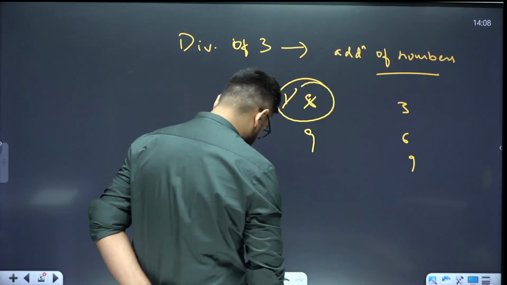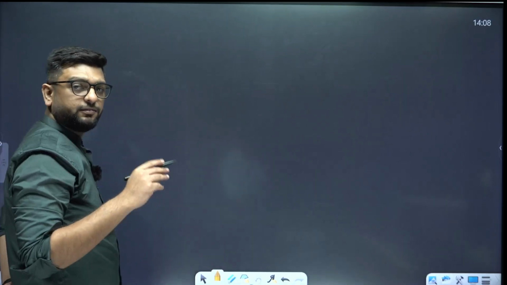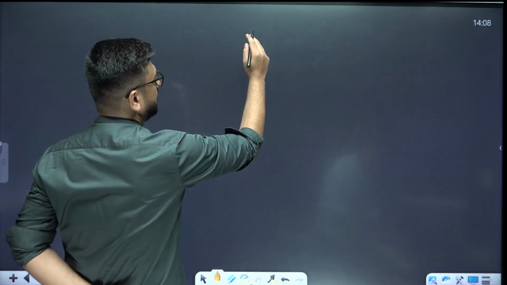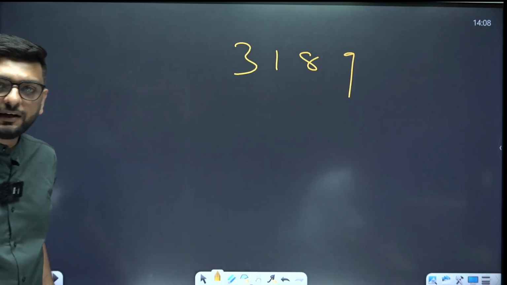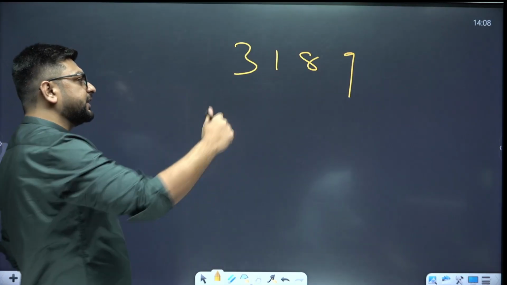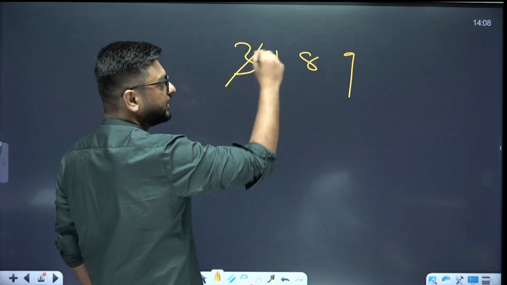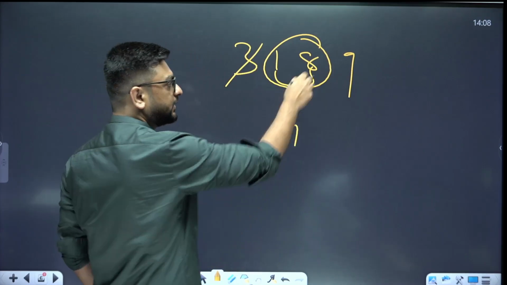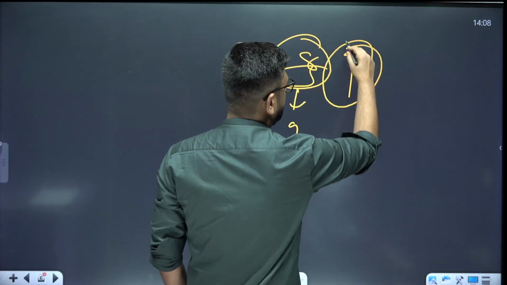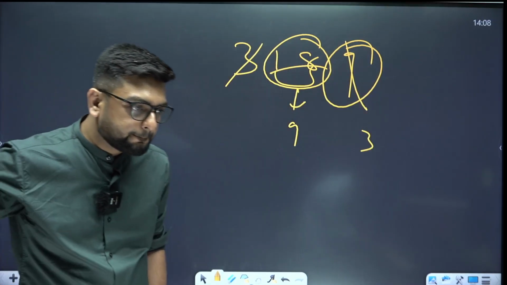Giving you more examples so that you are clear. Let's suppose I have 3189. For this, directly cut 3 because 3 is directly divisible by 3. 18, 1 plus 8 is 9. It is directly divisible by 3. Cut it. And 9, directly cut down. ठीक है? सबको समझ में आया? All right.